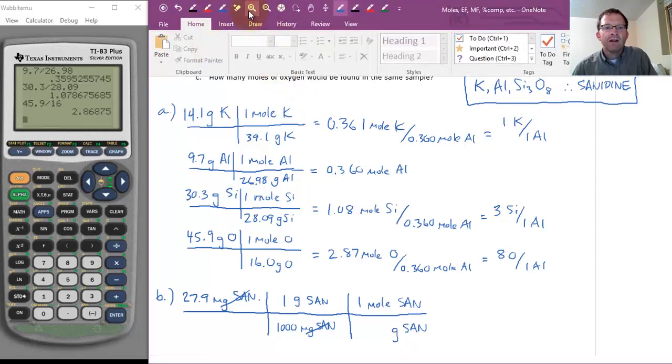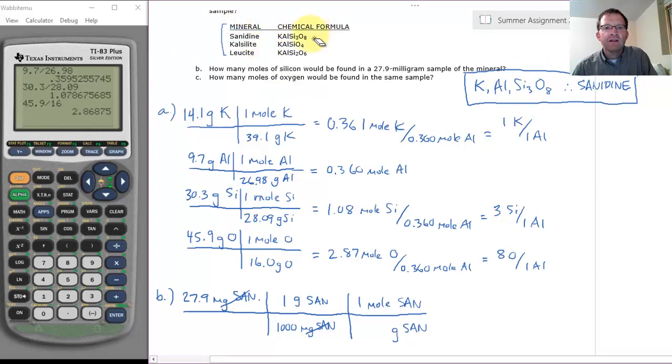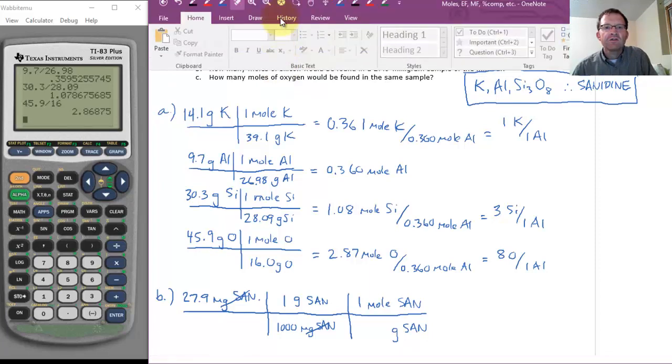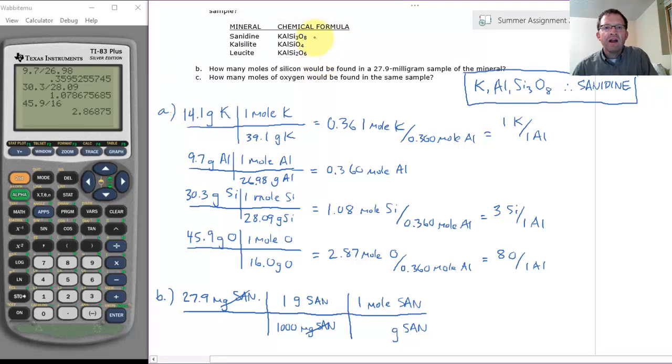Now it's getting a little cluttery. I don't like to have a big mess here, so let's clean that up. We're mostly interested in this first formula, so let's look at that one. And so we need to add this up. How many grams would be in 1 mole of that?